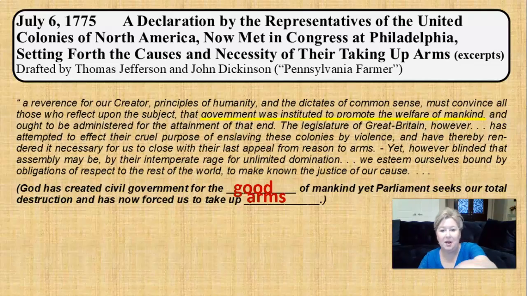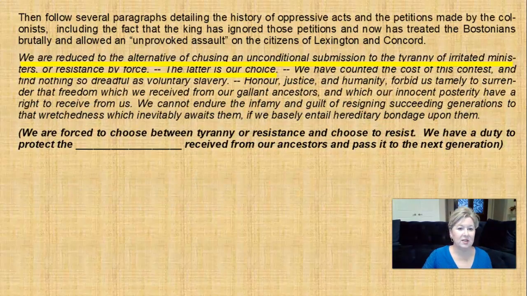Now, it's written by our Pennsylvania farmer, John Dickinson, along with Thomas Jefferson. Then they get into all of the grievances, all of the oppressive acts, like they did before in the First Continental Congress. They also talk about what's just happened at Lexington and Concord, that these were unprovoked attacks. You guys came out and attacked us, and we defended ourselves.